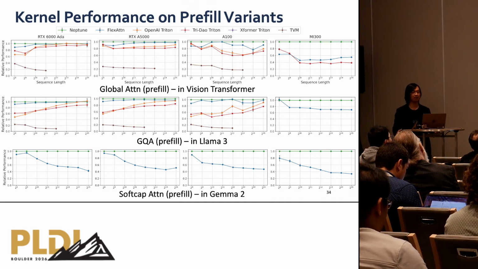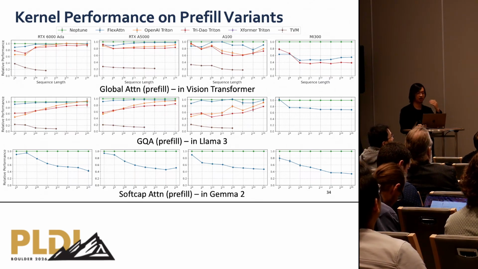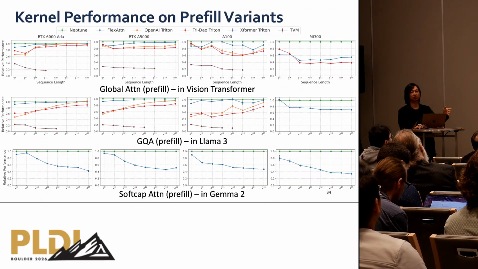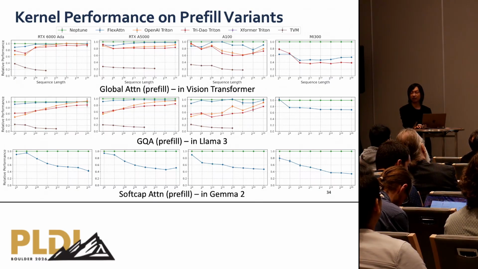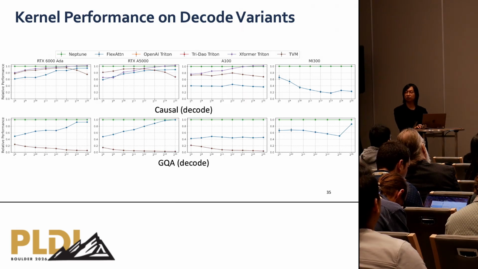Now let's scale this up to different GPUs and different operators. Here, 3 of the 6 prefill variants of the attention operator, and across all 4 GPUs, you can see Neptune has the same trend, right? Neptune gives you great performance and outperforms all the other baselines in most of the cases. And the same trend holds for the decode variant.